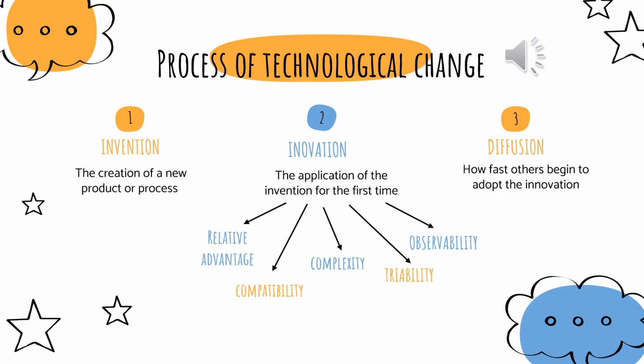Now, we move to the next part, that is the process of technological change. The telephone is an example of a product that has undergone technological change. It has undergone many different changes over the years that have made it more efficient. So, products such as the telephone move through technological change in three stages.